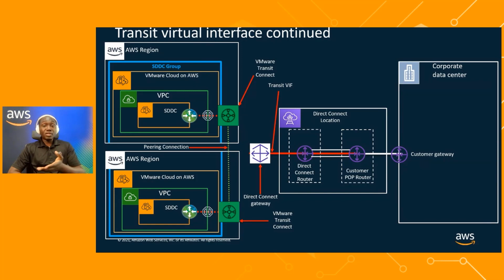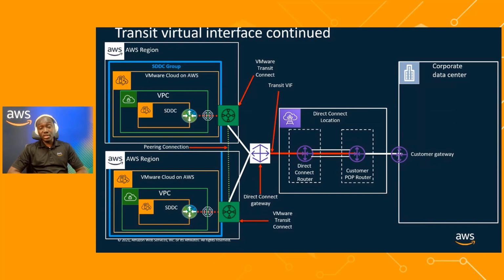Now, what about sending the traffic back on premises? All you need to do is to associate these Transit Connects you see here to the Direct Connect gateway, and then all the routes will go over the transit virtual interface towards your on-premises environment.